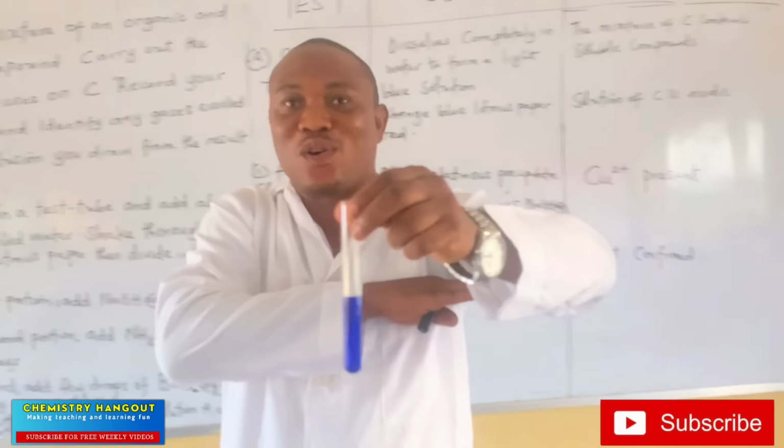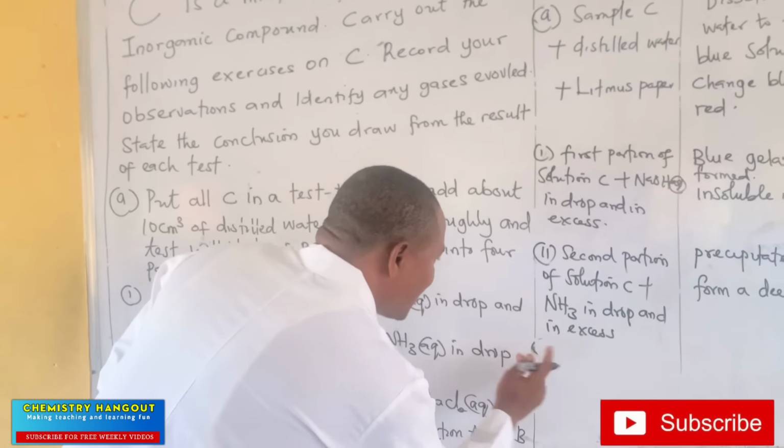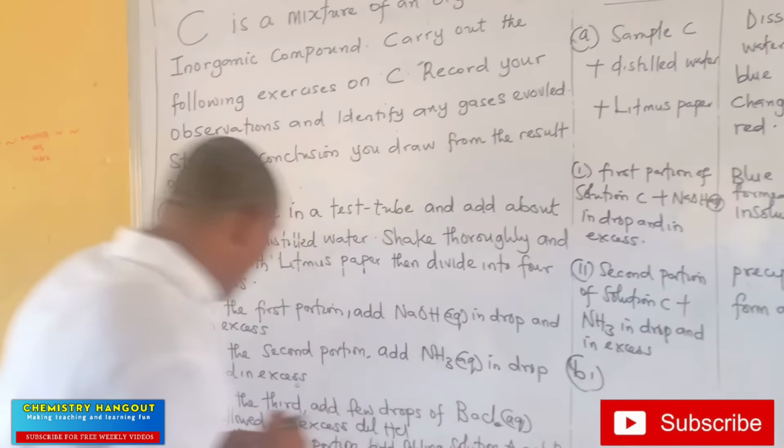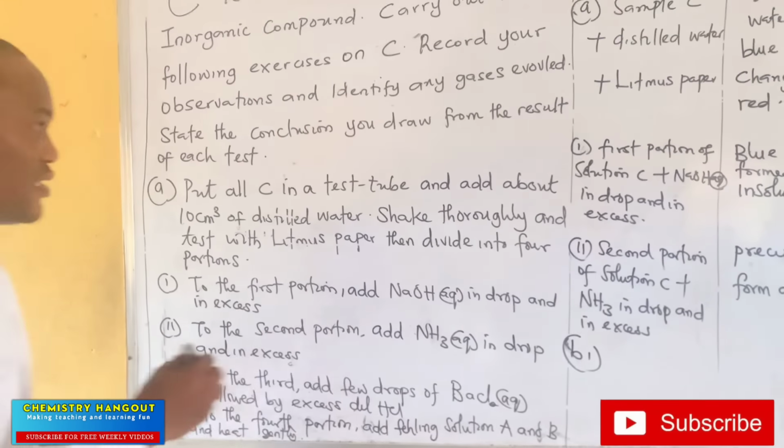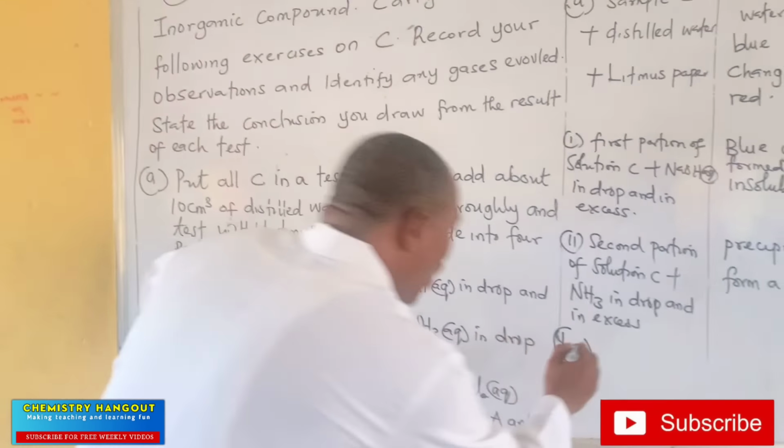So, three. Sorry, you can check my labeling now. Let's say this is B, figure 1. They say that the third portion of solution C plus barium chloride. Plus barium chloride.